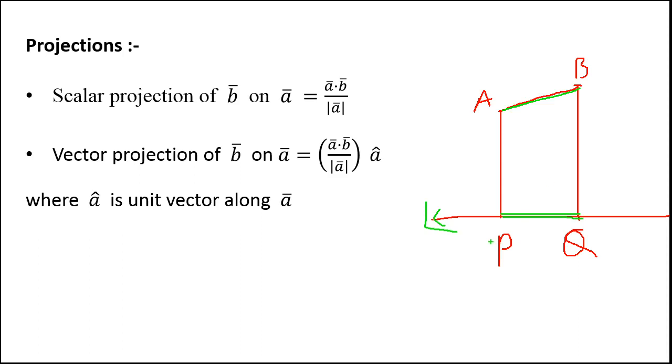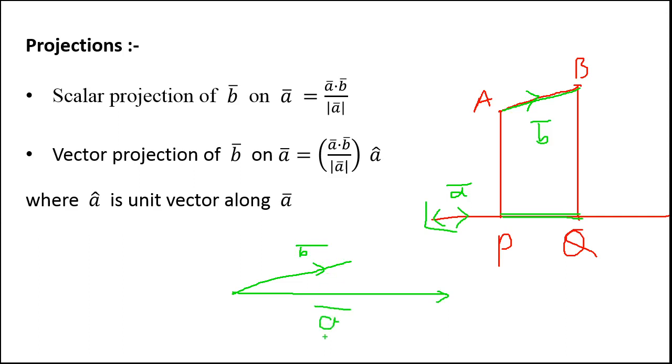Now if I have a vector instead of segment AB, if I have a vector here, this is vector. If I name this vector as B bar, and if I have vector along this line, and if this vector is A bar, then we can ask what is projection of B bar on A bar. Suppose this is vector B bar and this is vector A bar. हा एक vector आहे B bar आणि दुसरा vector आहे A bar. What is projection of B bar on A bar?